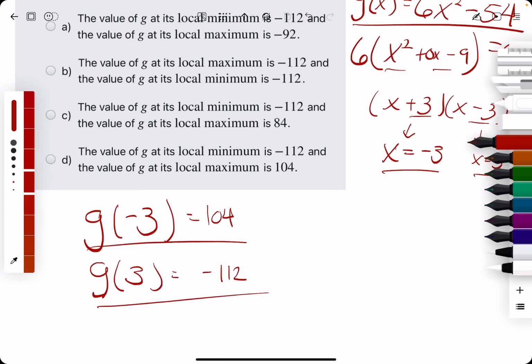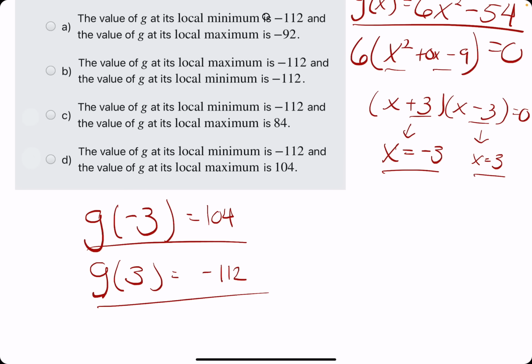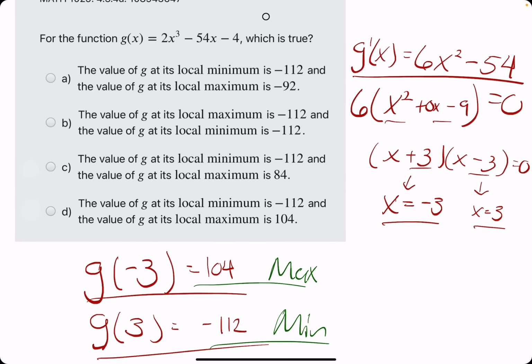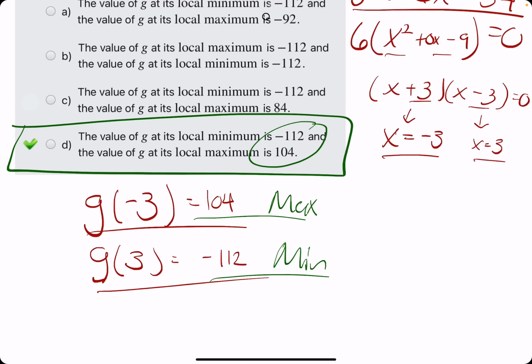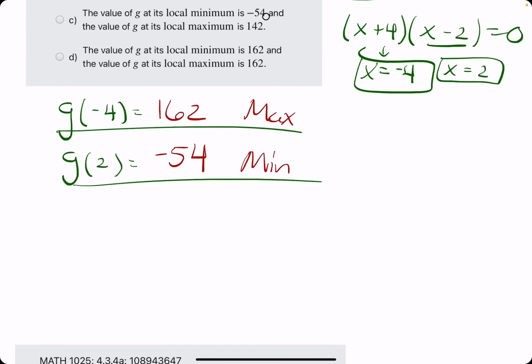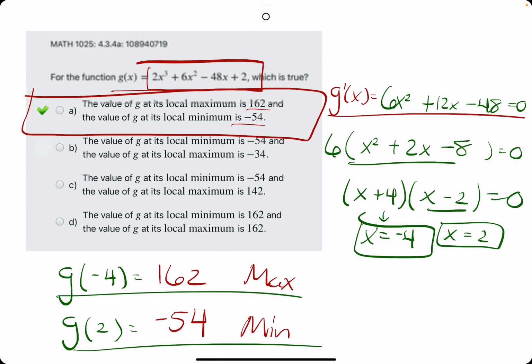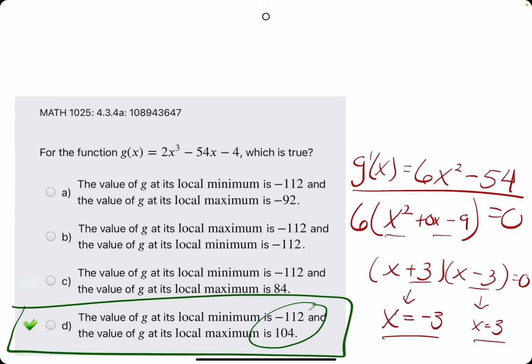All right, 104 is the higher value. That is our max. The lower value becomes our minimum. 104 and negative 112 looks like option D. And we break out the eraser to see that D is our answer. If you have any questions on the process for this one, please let me know.